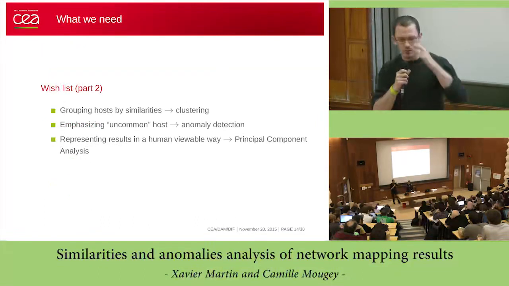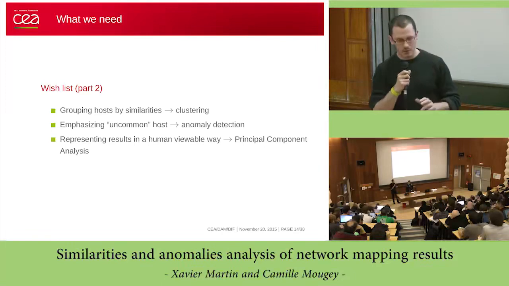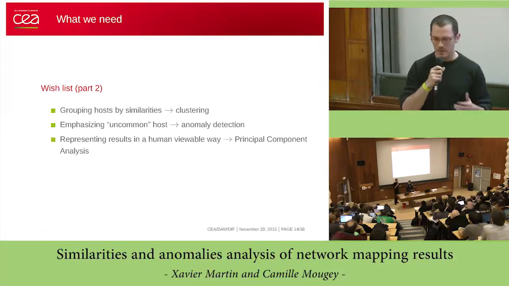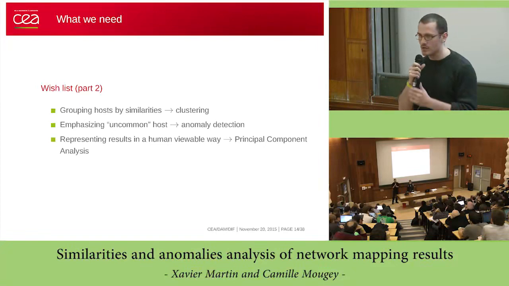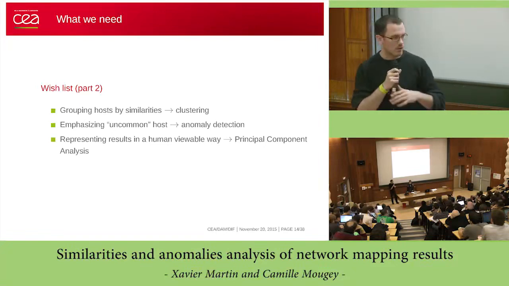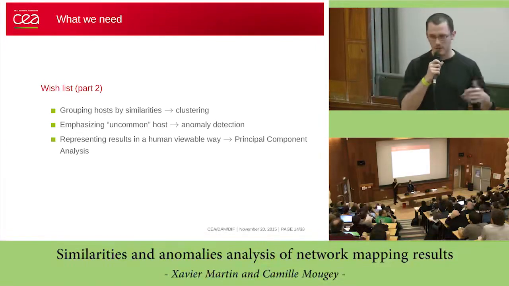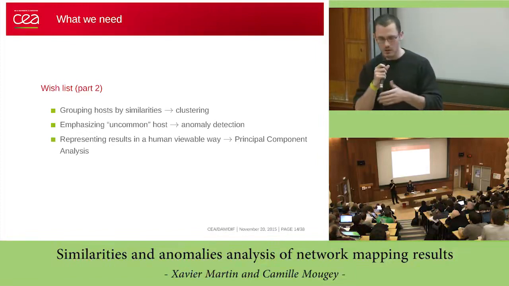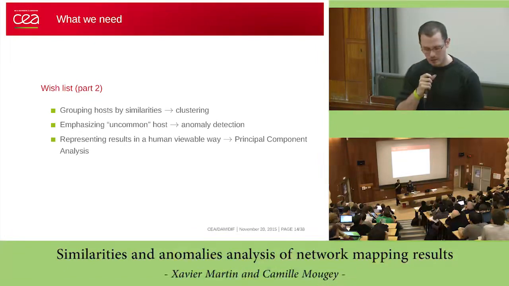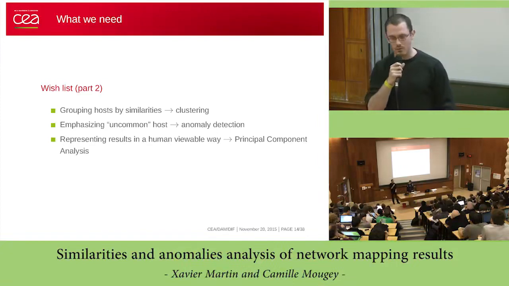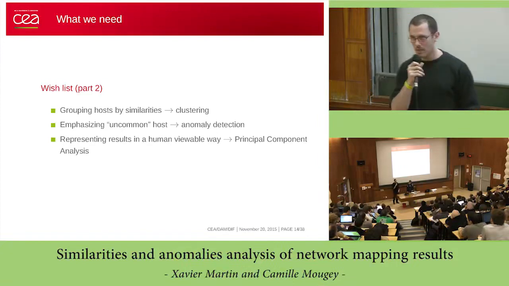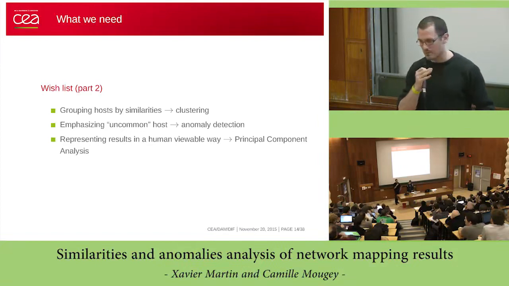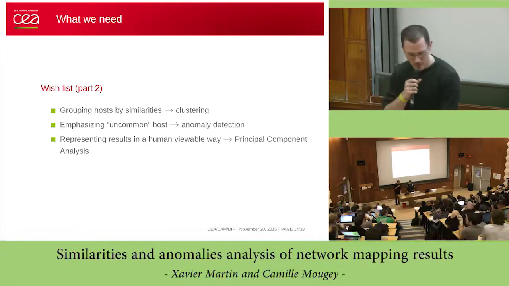So just to remember, we would like to be able to do three things. The first thing is grouping hosts by similarities. This is done by clustering algorithms, because if you have 1,000 hosts with an Apache server on them, you don't want to spend time analyzing each one of these 1,000 hosts. So grouping is important for that. The second thing we would like to do is emphasizing uncommon hosts. That is to say, anomaly detection, where sometimes you can find strange and fun things.